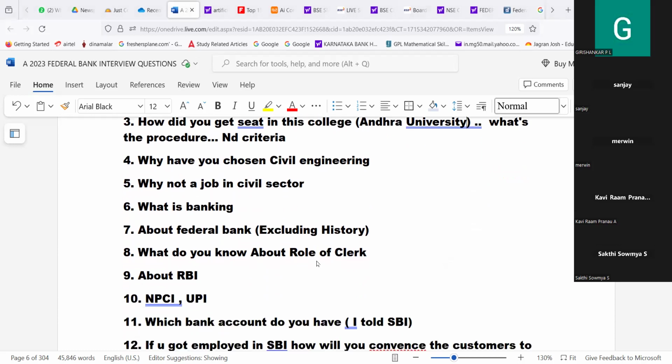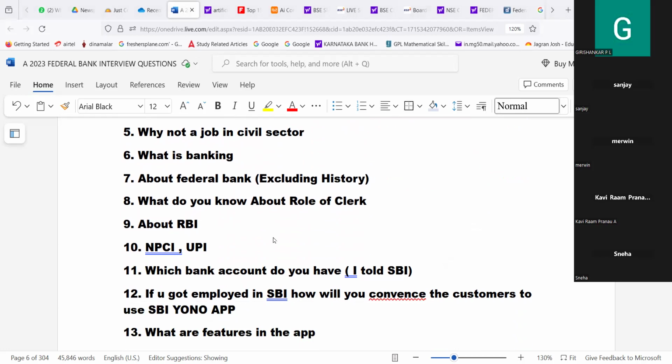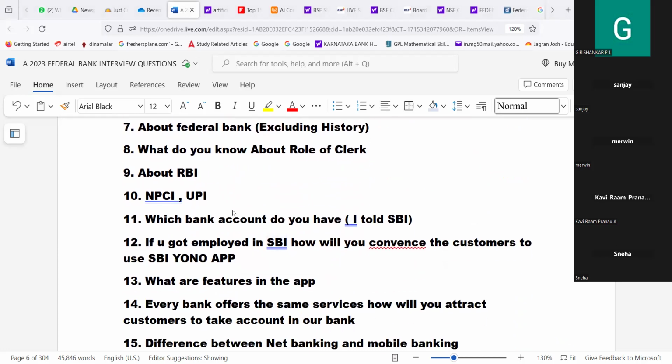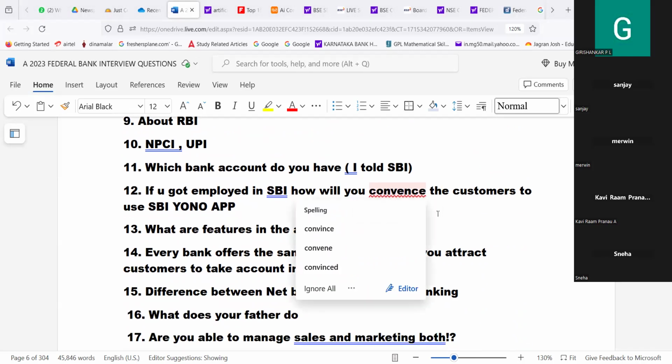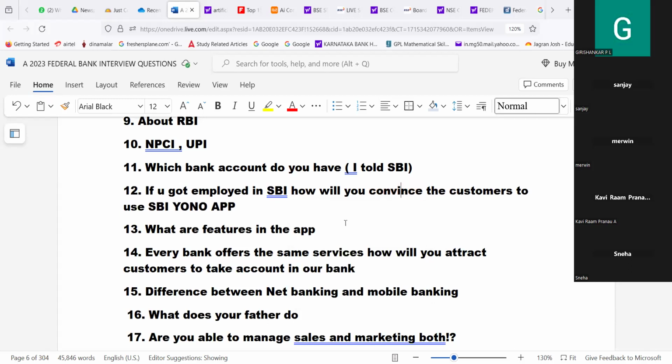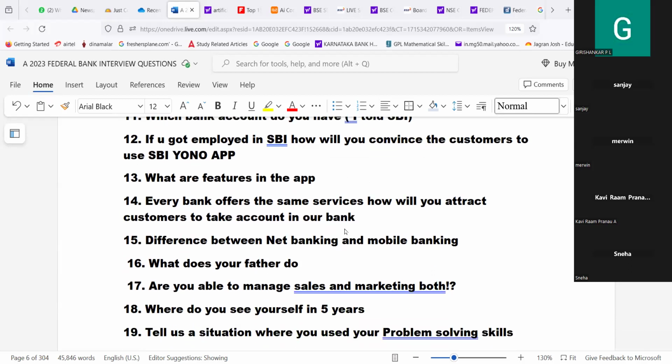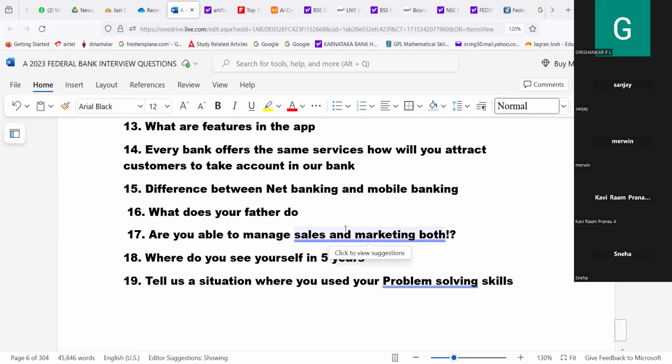Fifth: why not a job in civil sector? Sixth: what is banking? Seventh: about Federal Bank excluding history. Eighth: what do you know about role of clerk? Ninth: about RBI. 10th: NPCI, UPI. 11th: which account do you have? I told SBI. 12th: if you got employed in SBI, how will you convince the customers to use SBI app? 13: what are the features in the app? 14: every bank offers the same services. How will you attract customers to take account in your bank?